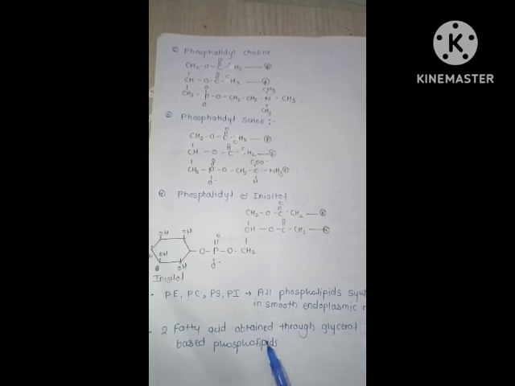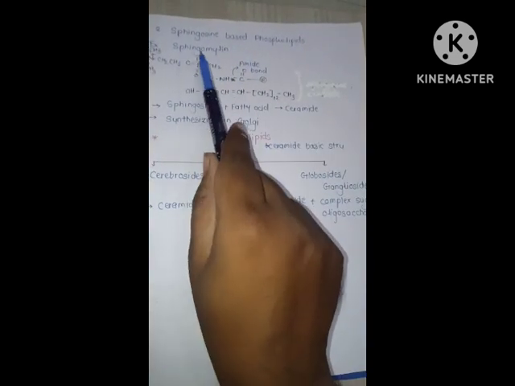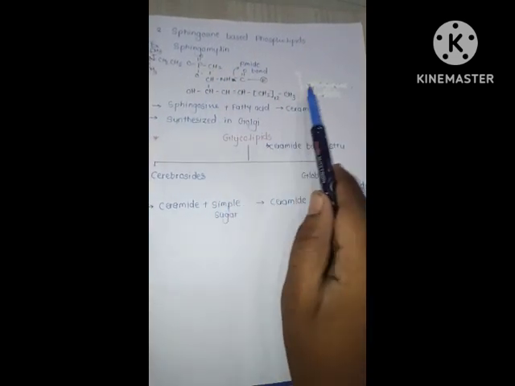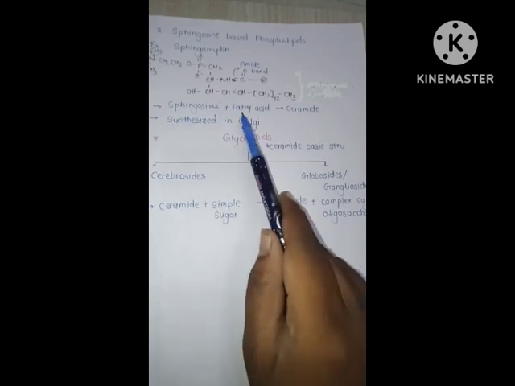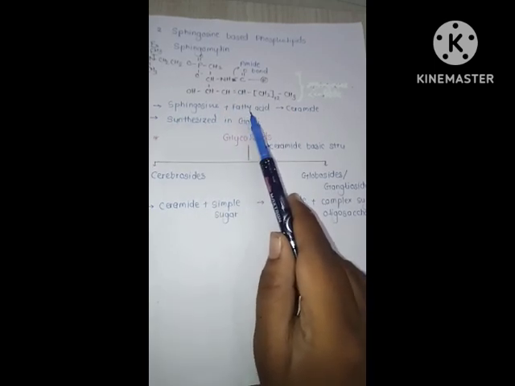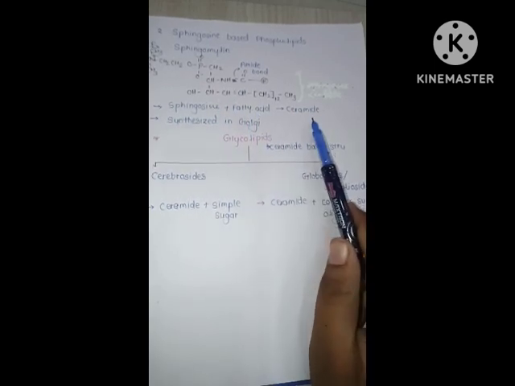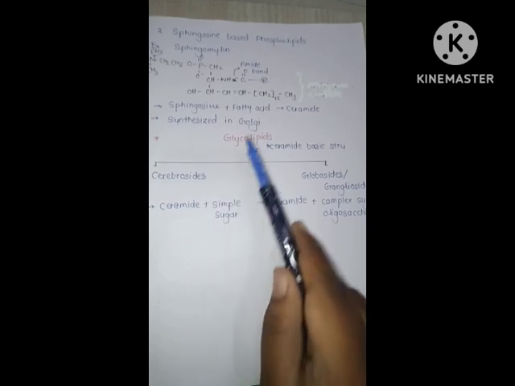Two fatty acids are obtained in glycerol based phospholipids. Sphingosine based phospholipid, for example sphingomyelin. As you can see the structure of sphingomyelin, the sphingosine plus the attached fatty acid is considered as ceramide. It is synthesized in the Golgi.